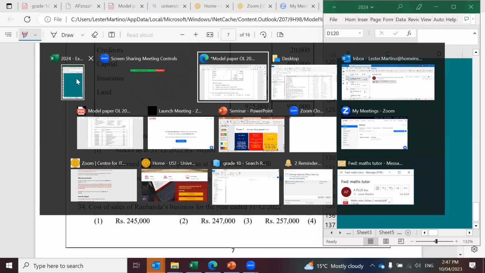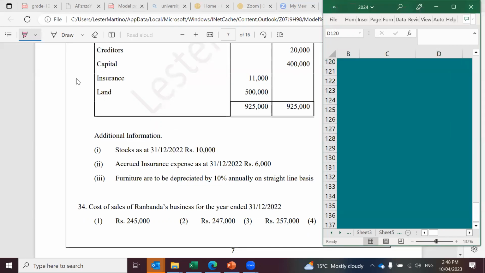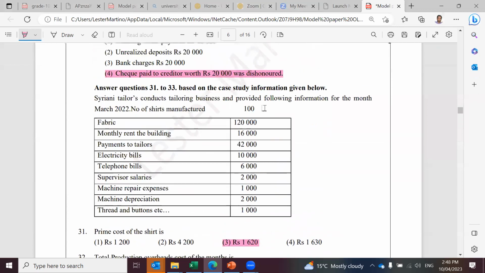Just a minute. The prime cost is the cost that went to fabric plus the cost that went to tailors added together. Is it clear now? Right.